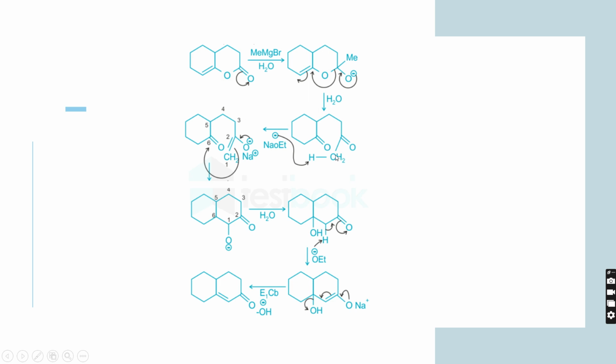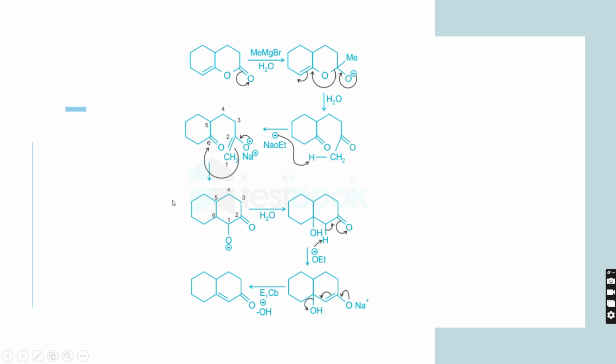One is this side and the other is this side. If you abstract protons from this side, you will get a 4-membered ring formation. So we will preferably abstract protons from here, which is going to give us 6-membered ring cyclization. And after abstracting the proton from this methyl, you will get, of course, the kinetic enolate, which is going to get added to the carbonyl present in the second ring.